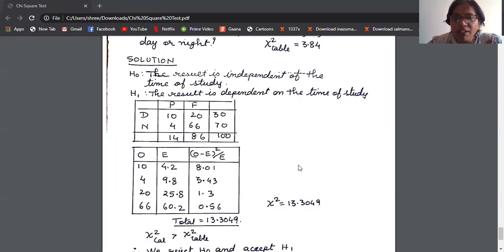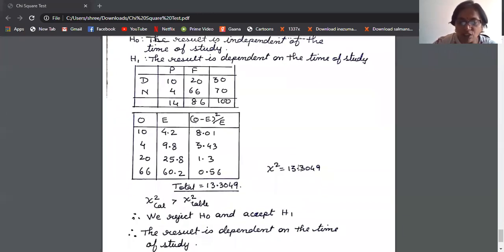Yes. So now how will we write down the answers? I'll dictate, just note down. At the 0.05 level, the R value is greater than the table value, that is, chi-square calculated is greater than chi-square table. Therefore, we reject H naught and accept H1.